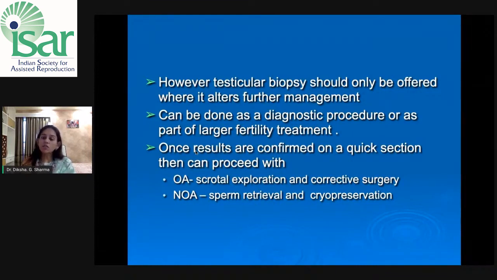If you suspect an obstructive etiology, then proceed with a further fertility treatment like a scrotal exploration or a corrective surgery. And if a non-obstructive etiology is suspected, then proceed with the sperm retrieval and cryopreservation of the sperm for further use for ICSI and helping the couple conceive.